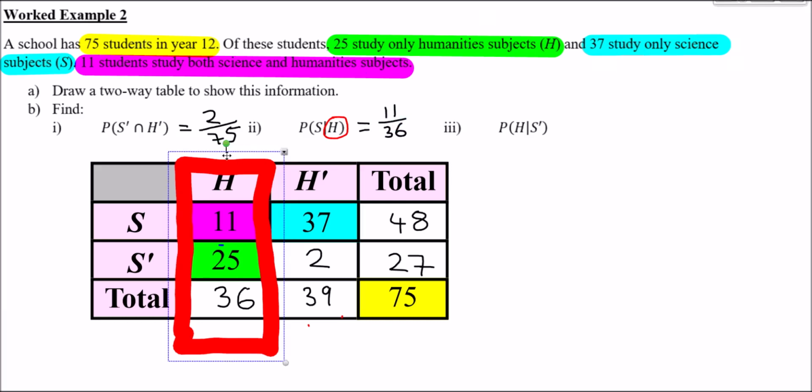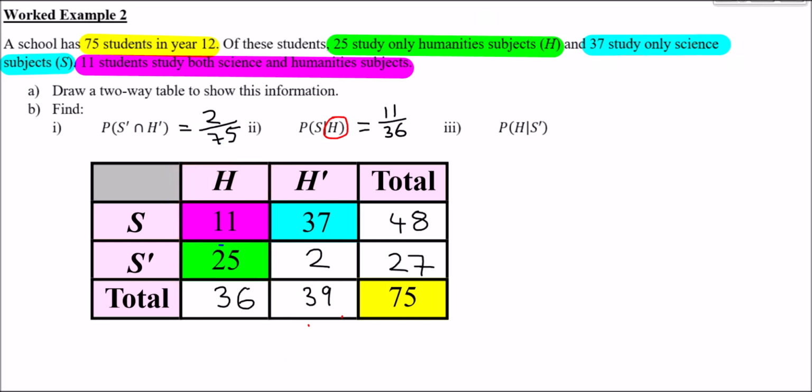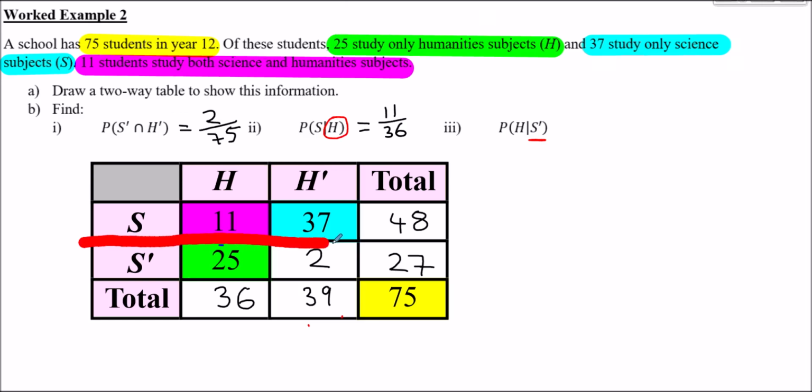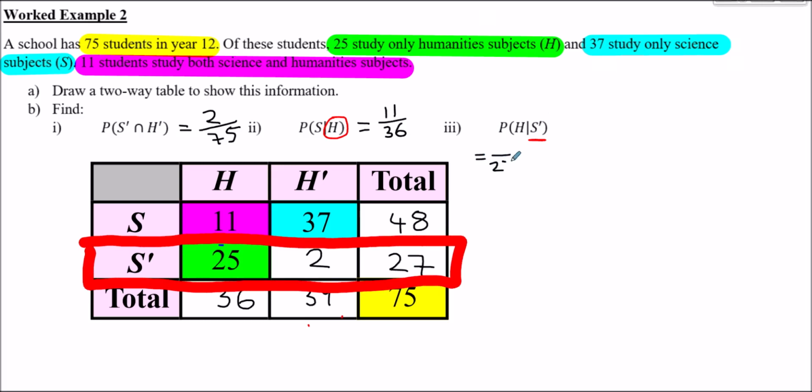And for part 3, the probability of a student doing humanities given that the student does not study science. So if this student doesn't study science, we're looking purely at the students that do not study science. So we're looking at all these people here in the S-dashed row. We're not looking at anything else, just these. You can see that the total number of people is 27. This is going to be out of 27, no matter what. So out of 27, how many study a humanity? That's 25 out of 27.